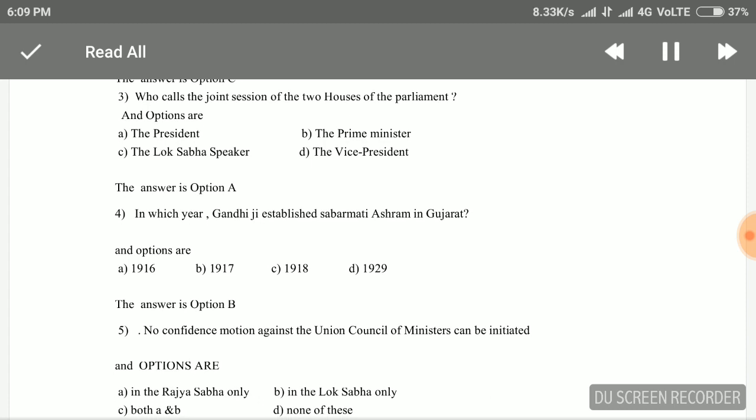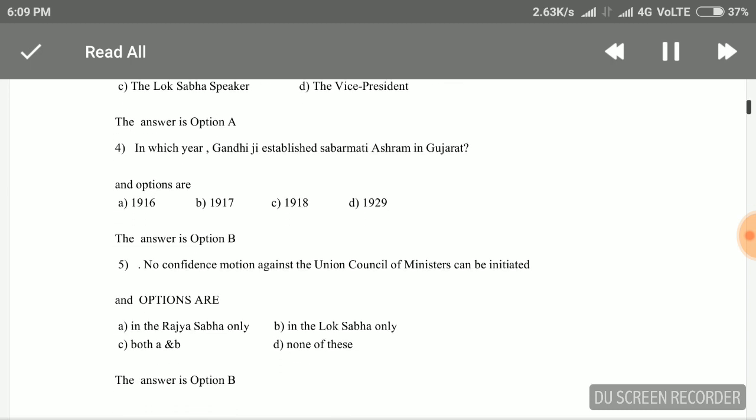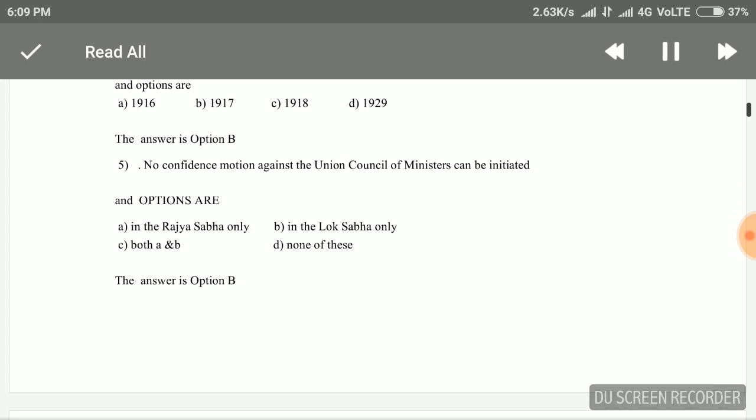5. No confidence motion against the Union Council of Ministers can be initiated. And options are A. In the Rajya Sabha only, B. In the Lok Sabha only, C. Both A and B, D. None of these. The answer is option B.